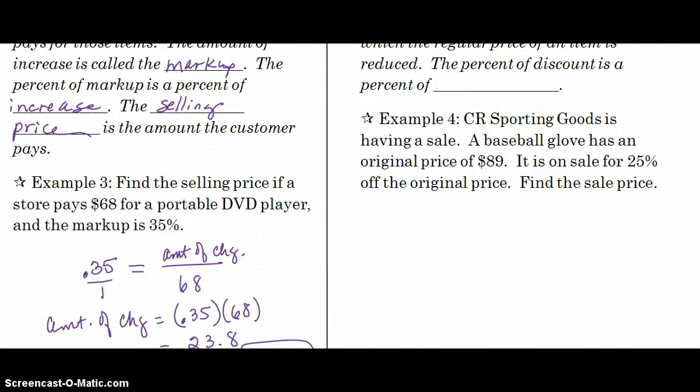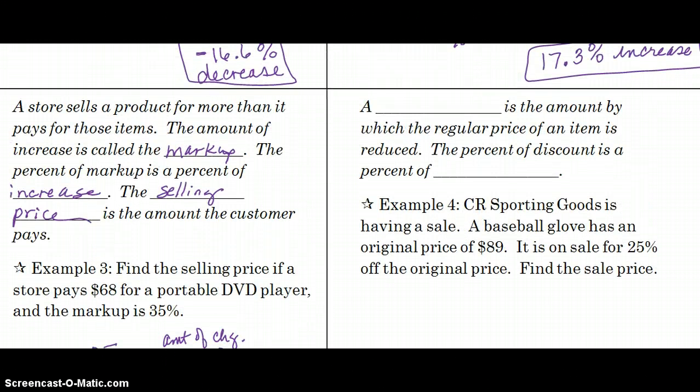All right, let's look at another type of problem. This is called a discount. Happens all day, every day. Go to the store and they're saying that things are on sale. So a discount is the amount by which the regular price of an item is reduced. So the percent of discount is a percent of, obviously, decrease.